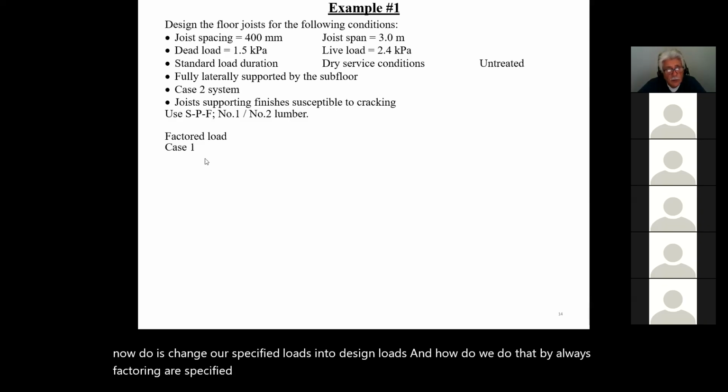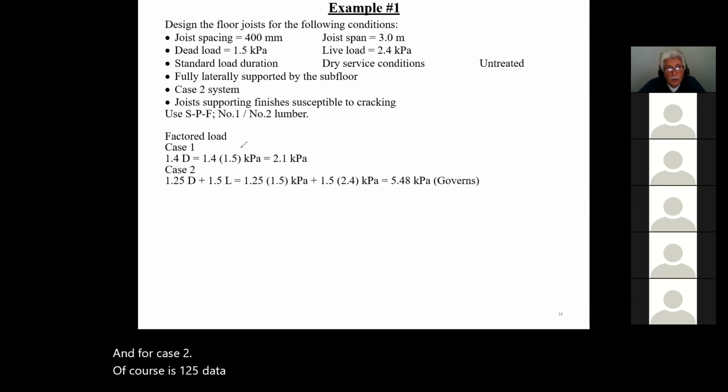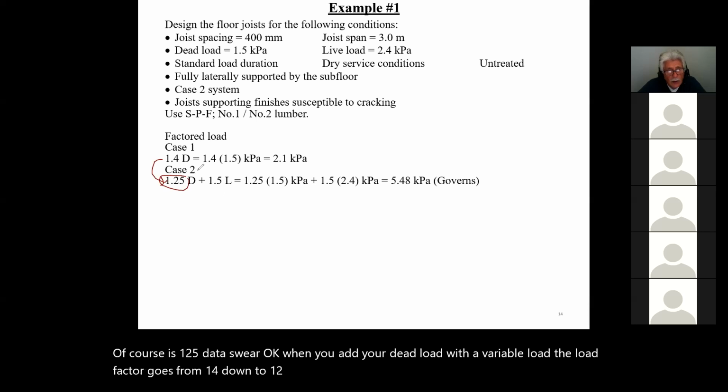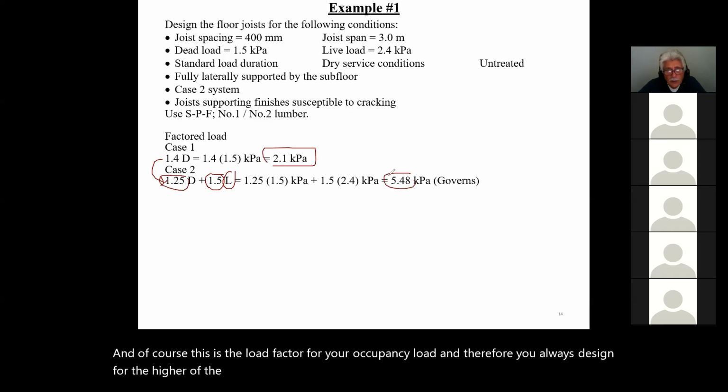So for the case 1 combination, we have 1.4D. And for case 2, of course, it's 1.25D. That's where, when you add your dead load with a variable load, the load factor goes from 1.4 down to 1.25. And of course, this is the load factor for your occupancy load, and therefore you always design for the higher of the two, because if I design for this value here, I'll automatically have compensated for that.